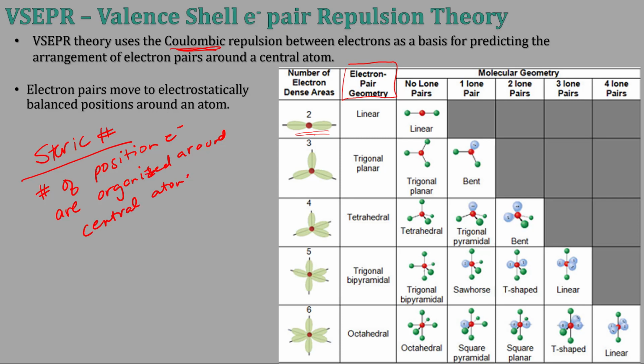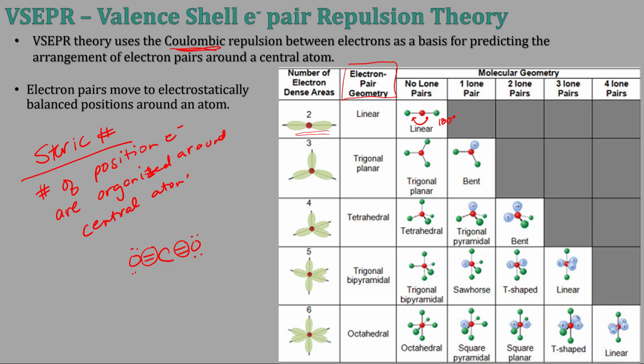When we have a steric number of 2, that molecule will always be linear. Something like carbon dioxide would have a steric number of 2 because the electrons are organized here and organized here, so that would be a linear molecule. The bond angle here is always going to be 180 degrees, because that's as far apart as they can get.